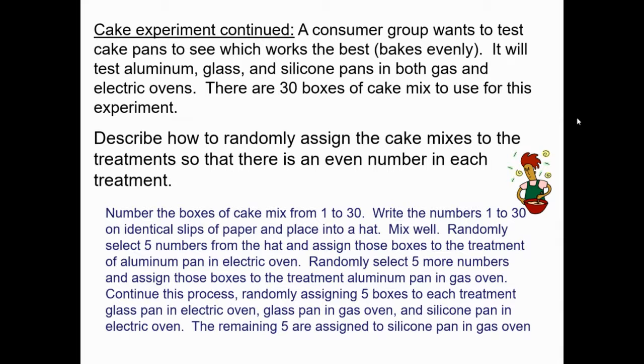Then you randomly select 5 more. Assign those to aluminum pan and gas oven. And we continue this process randomly, assigning 5 boxes to each treatment until all the treatments have 5.